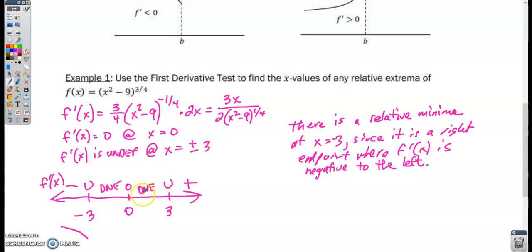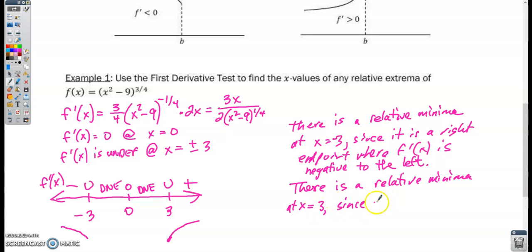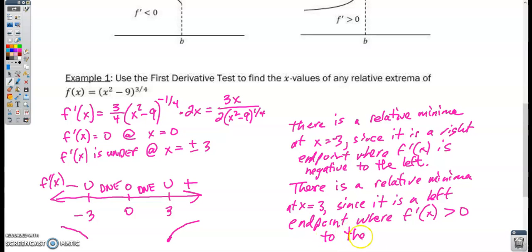Similarly, over here at 3, again, it's an endpoint, but in this case it's a left endpoint. Again, I can state that there is a relative minima because we've got the left endpoint and then the derivative is positive to the right of that. So this is a relative minima at x equals 3 since it is a left endpoint, where f prime of x is positive. I'm just going to write f prime of x is greater than 0 to the right.